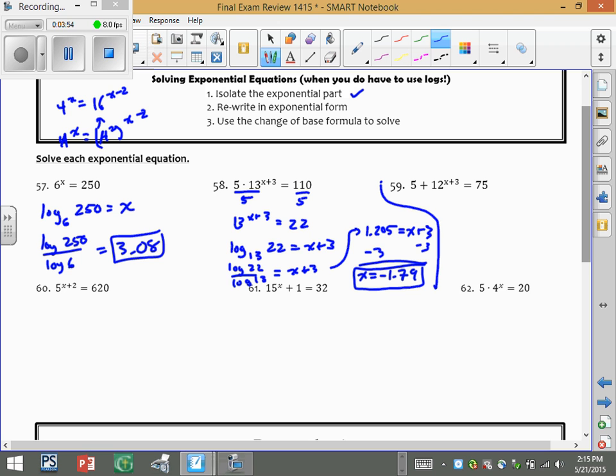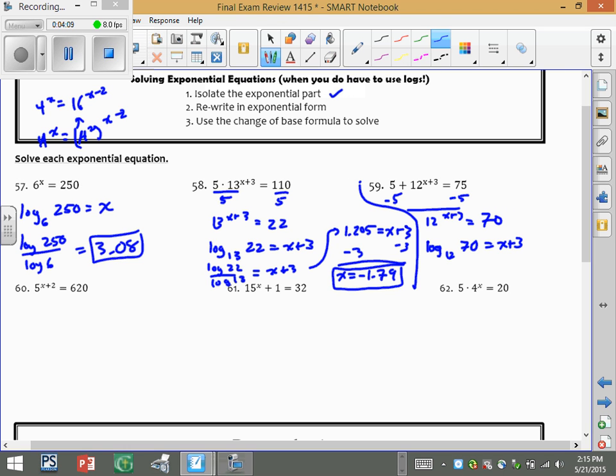So for 59, we'll subtract 5 from both sides. We end up with 12 to the x plus 3 equals 70. Now do your logs. Log base 12 of 70 equals x plus 3. And now we can go ahead and set up our change of base. So log of 70 over log of 12 equals x plus 3. So log of 70 divided by log of 12, 1.71.